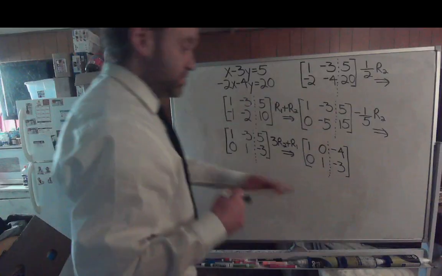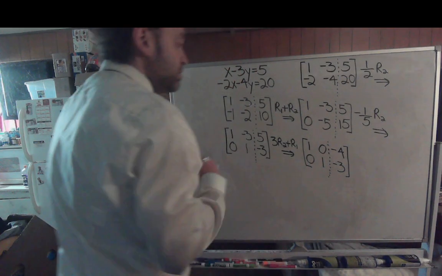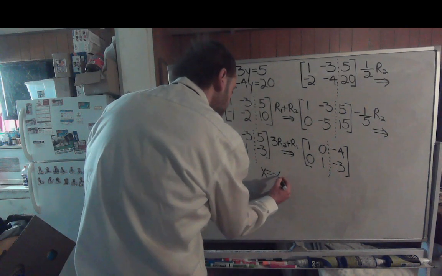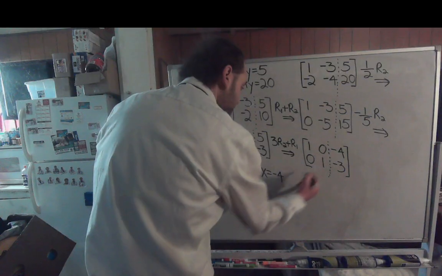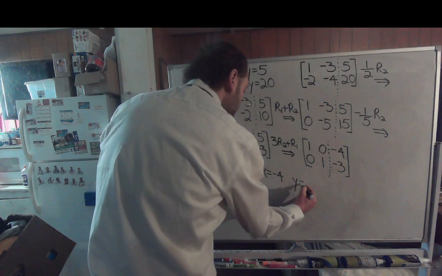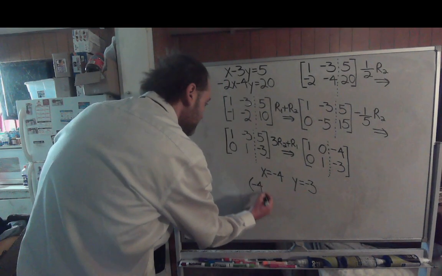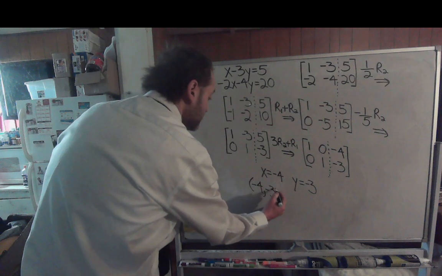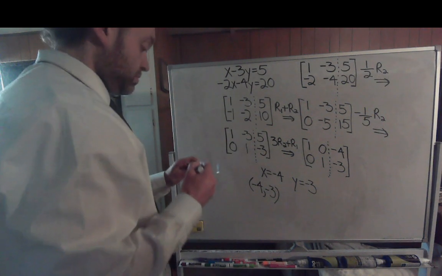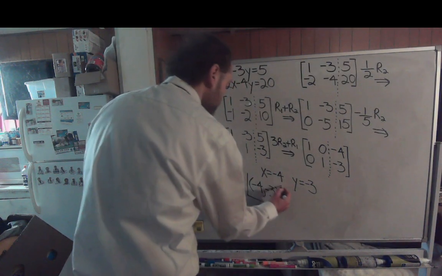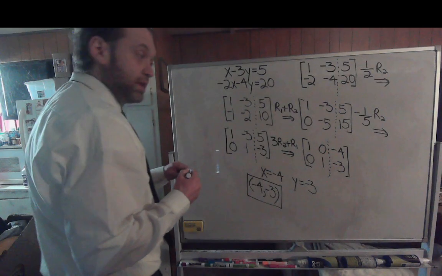Now it's in reduced row echelon form, which would give you a direct x value of -4 and a y value of -3. So the ordered pair that's the solution would be -4, -3. And there is the solution to this particular system, -4, -3.